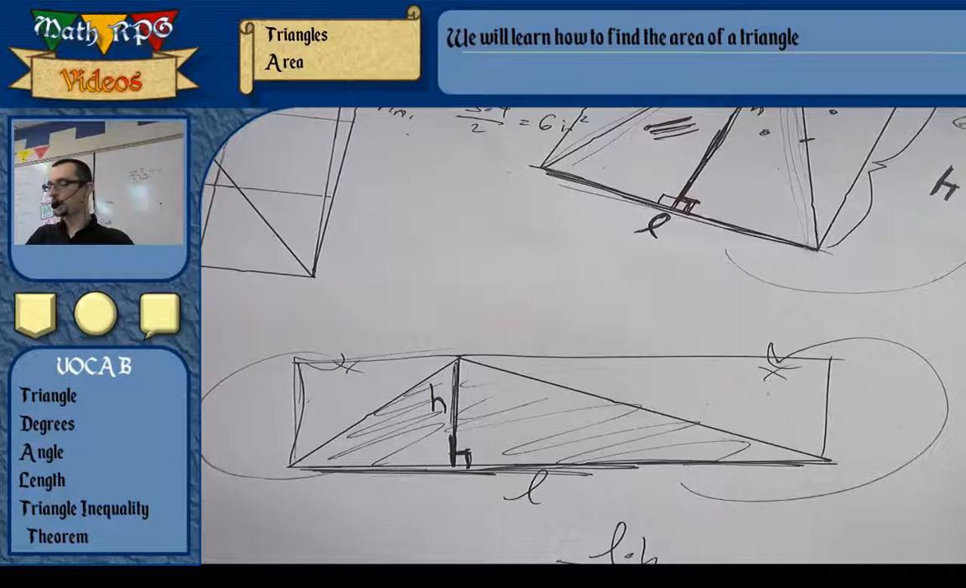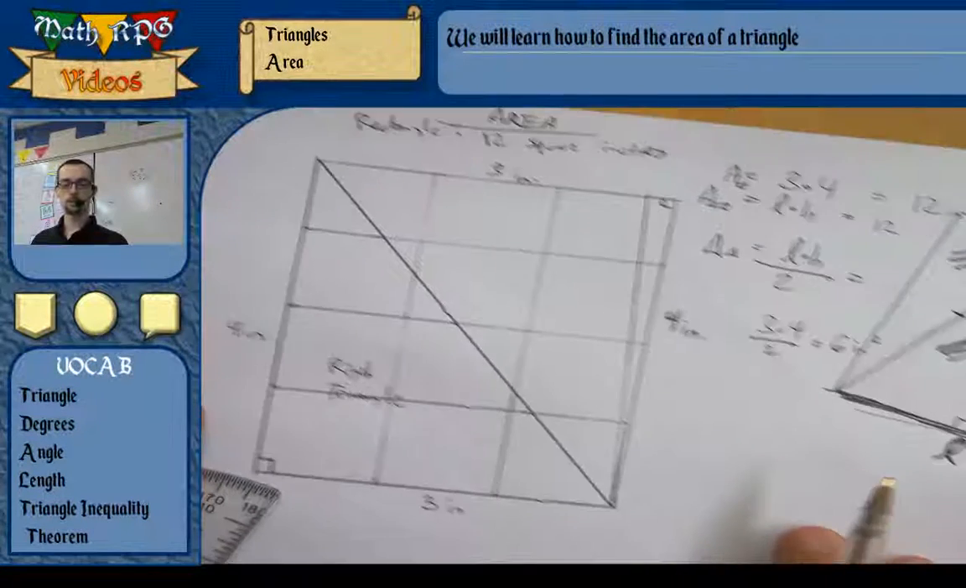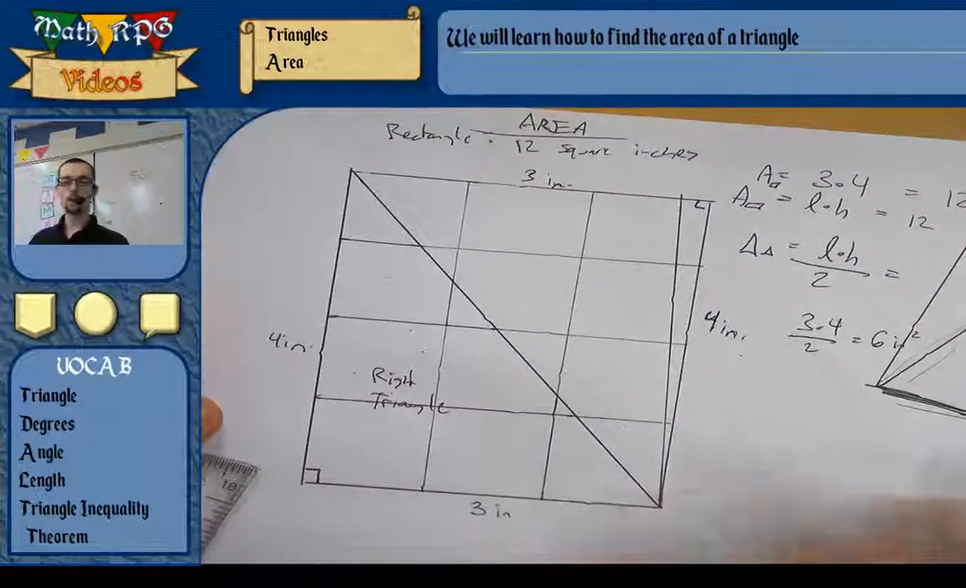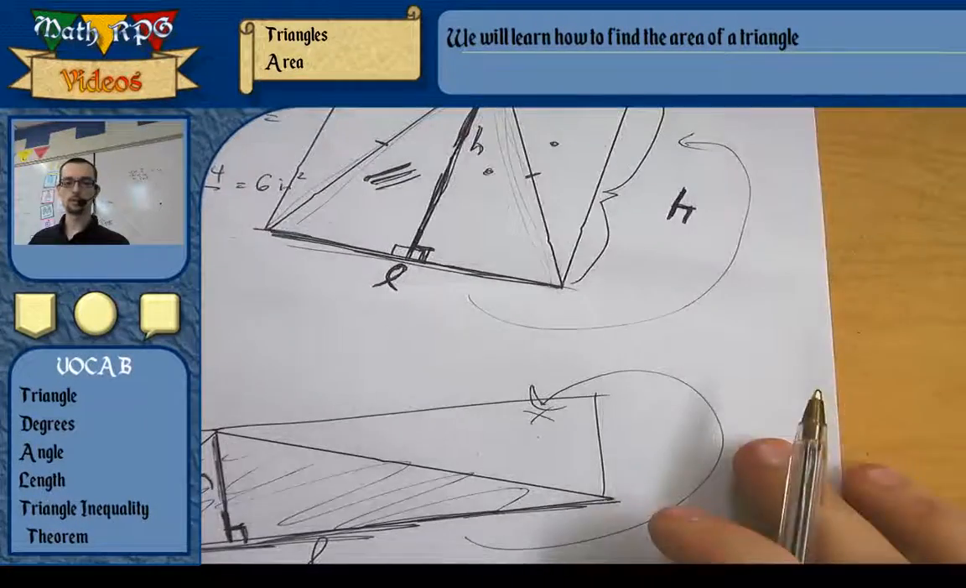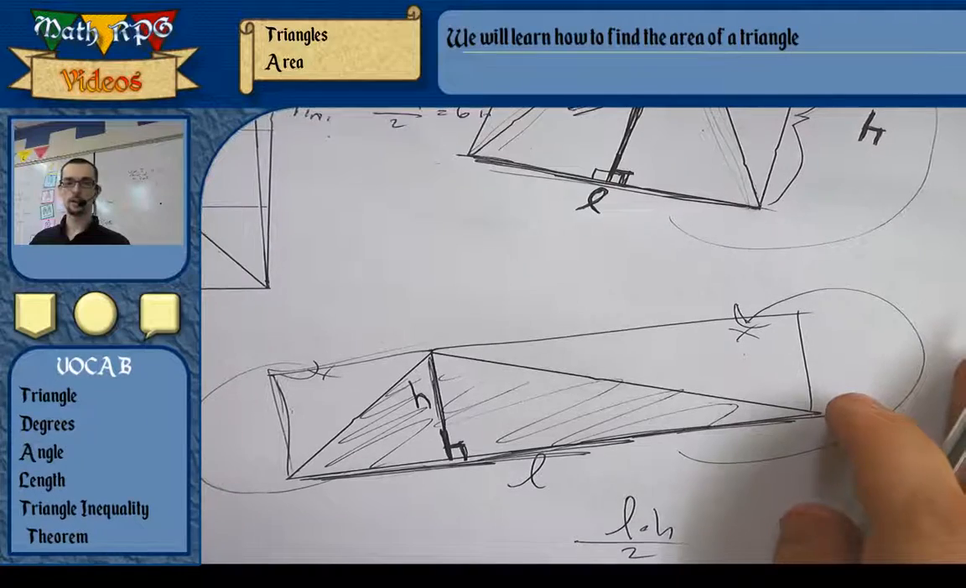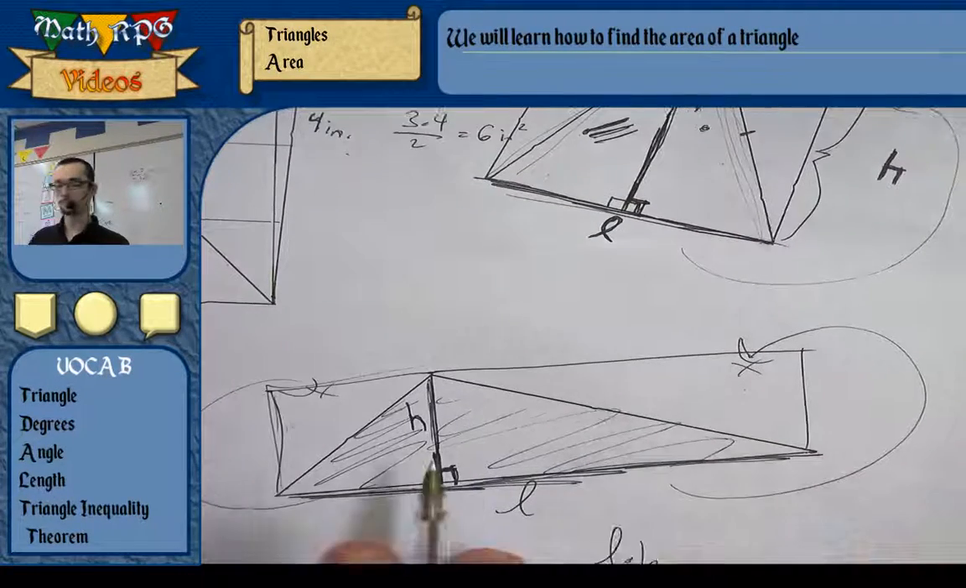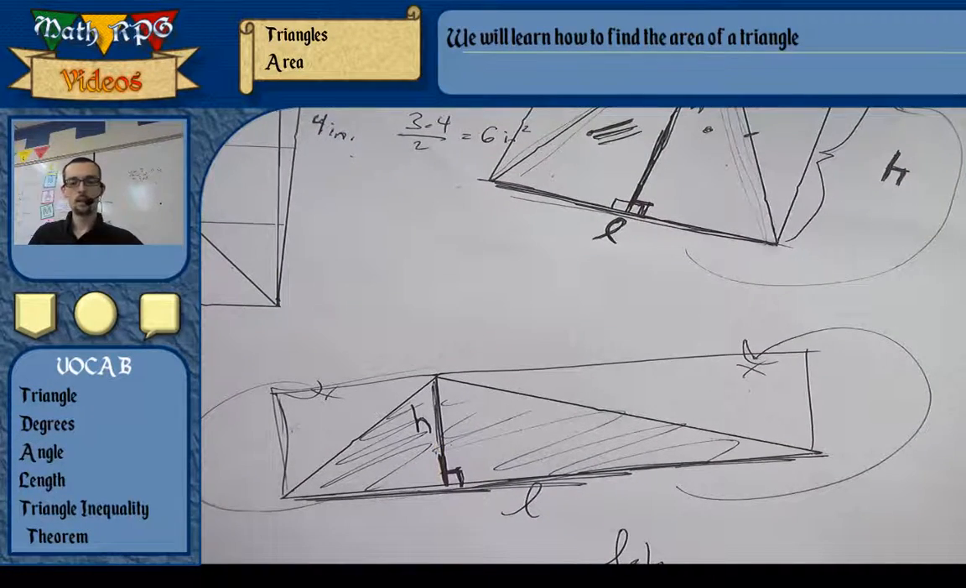So all triangles, there's only 2 cases. Either it's already a right triangle, which you're ready to go, or it can be cut in half to make 2 right triangles. And then you're ready to go again. But you got to find that height. All right, that's area of triangles. That's going to be important because every other shape, I alluded to this in the first video, every other shape that's not curvy can be made out of triangles, or it can be cut into triangles.